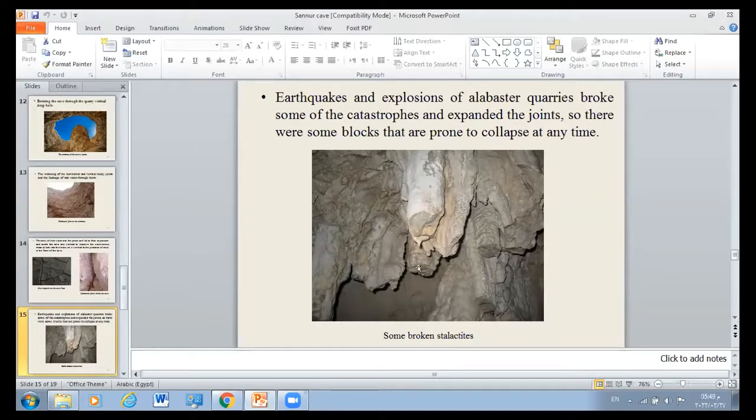This is some broken stalactite. And when we entered the cave with Dr. Magdi, we saw that some researchers were cutting off some stalactites to make analysis of them.